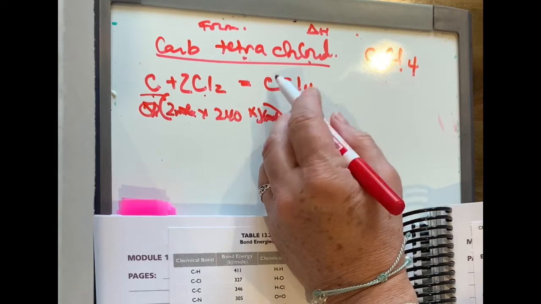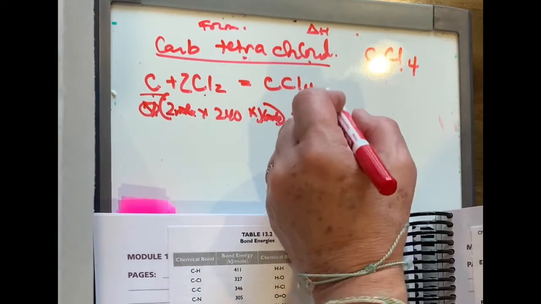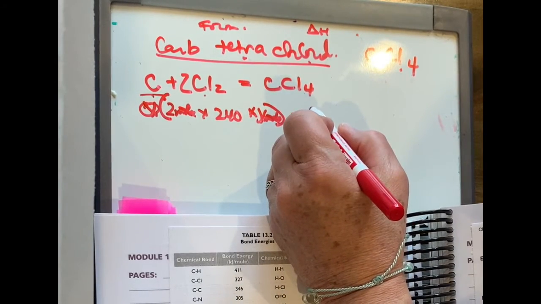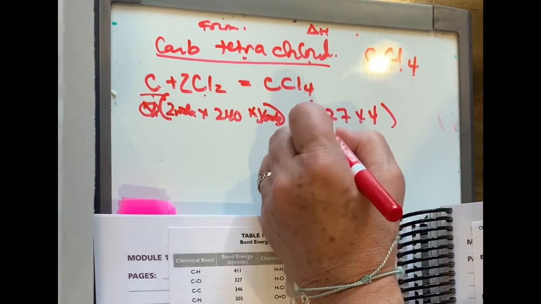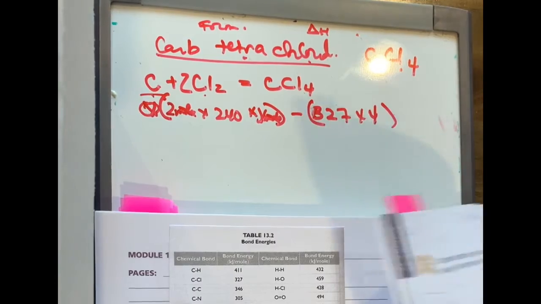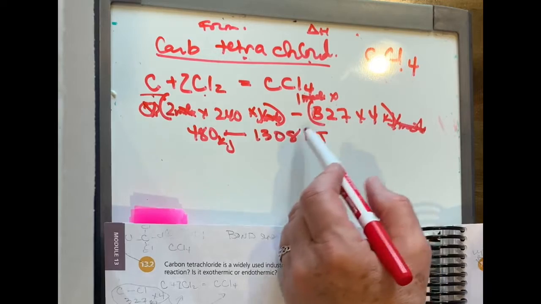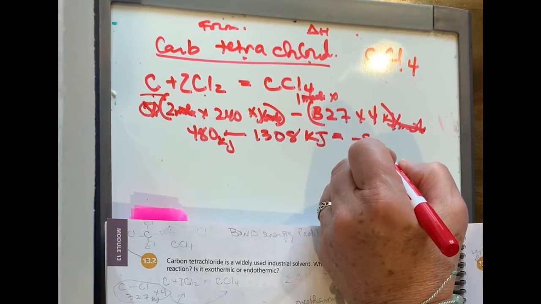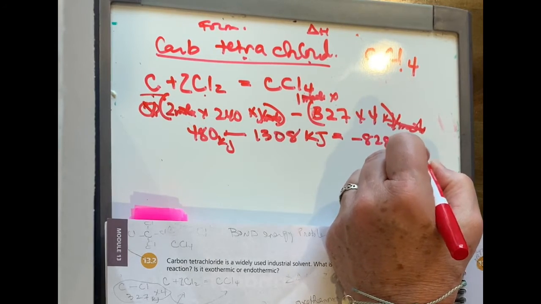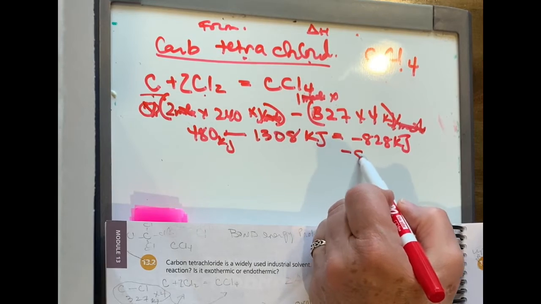And then I'm going to subtract the CCl4. So C to Cl is 327. So I can do, that's horrible, right? 327 times 4. And I can multiply that out. 480 kilojoules, that's what this is. And 1308, this. And when I subtract it out, I get minus 828 kilojoules. And they say minus 830.